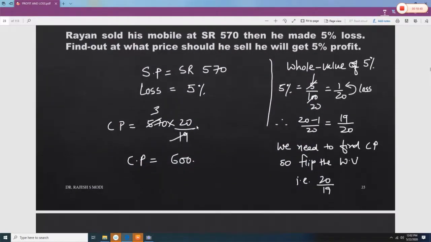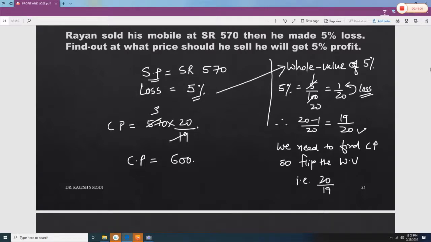Ryan sold his mobile at 570, and he made a 5% loss. So here the selling price is given and the loss percentage is given. When the loss percentage is given, you have to find out the whole value because 5% is 5 over 100, that is 1 over 20, and here Ryan is going to make a loss. So it is a minus. So 20 minus 1, that is 19 divided by 20.